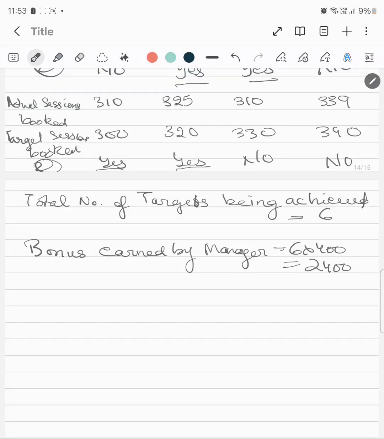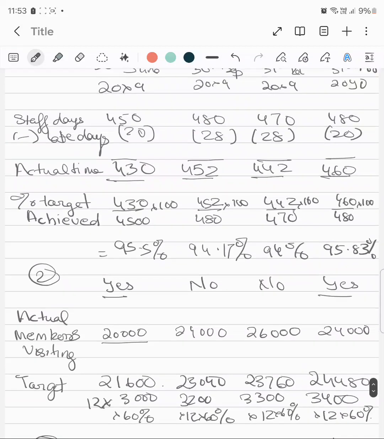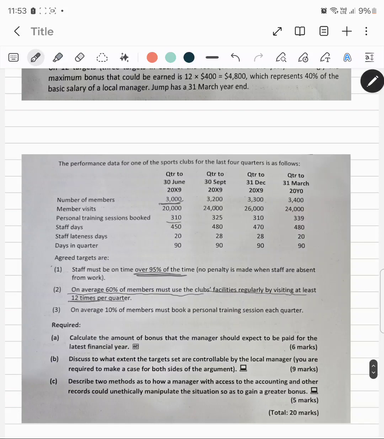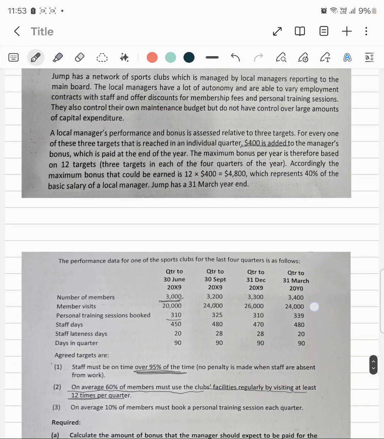And what was the total bonus? How much the total bonus should have been? What are they asking actually? Calculate the amount of bonus that the managers should expect to be paid for the latest financial year. So we have calculated it as 2,400, right? Though it is not asking us anything, it is given over here that the bonus actually should be achieved by 12 into 400, that is 4,800, which represents 40% of the basic salary.